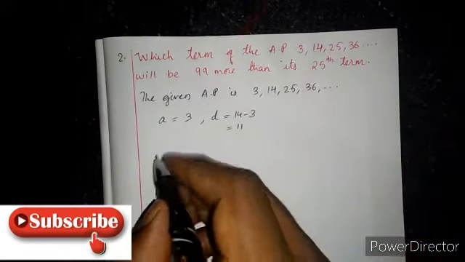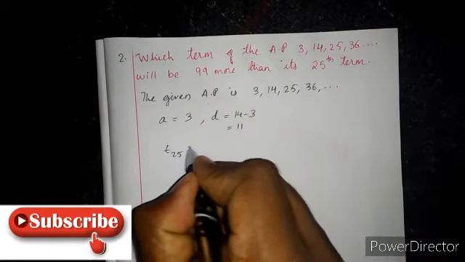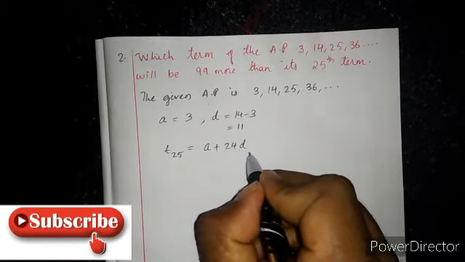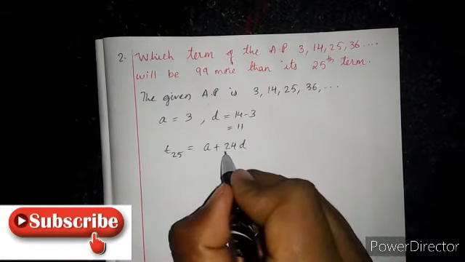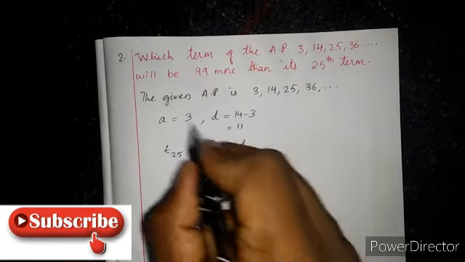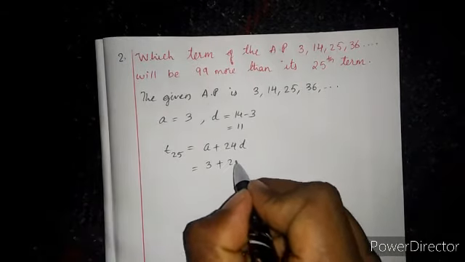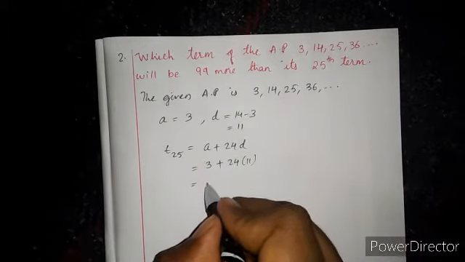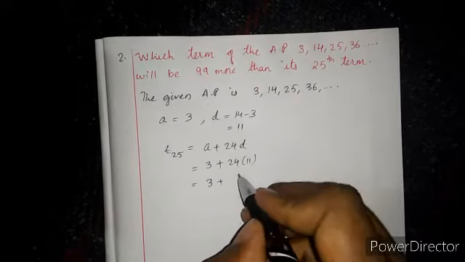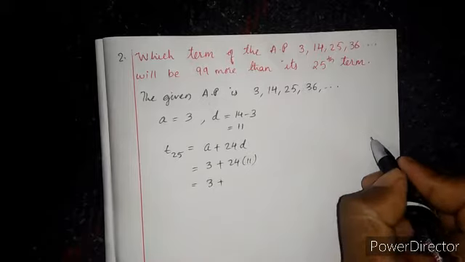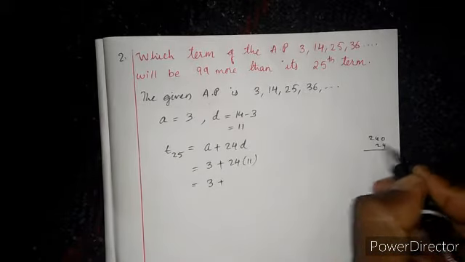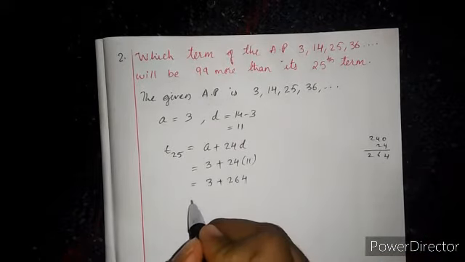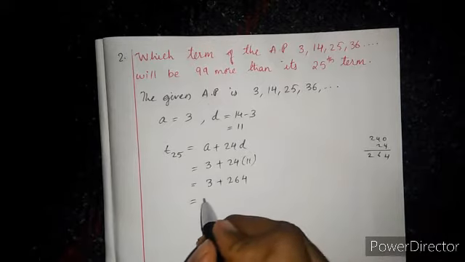So let us go to the 25th term directly. T25 is equal to, what is the equation of the 25th term? A plus 24D, because it is n minus 1 into D. A कम होगा इधर, 25 है तो 24D. That is equal to, A बोलिए, what is A? 3 plus 24 into 11. That is equal to 3 plus, here 24 into 11, 240 plus 24, 4, 6, 2, 264. Adding them together, how much you will get?